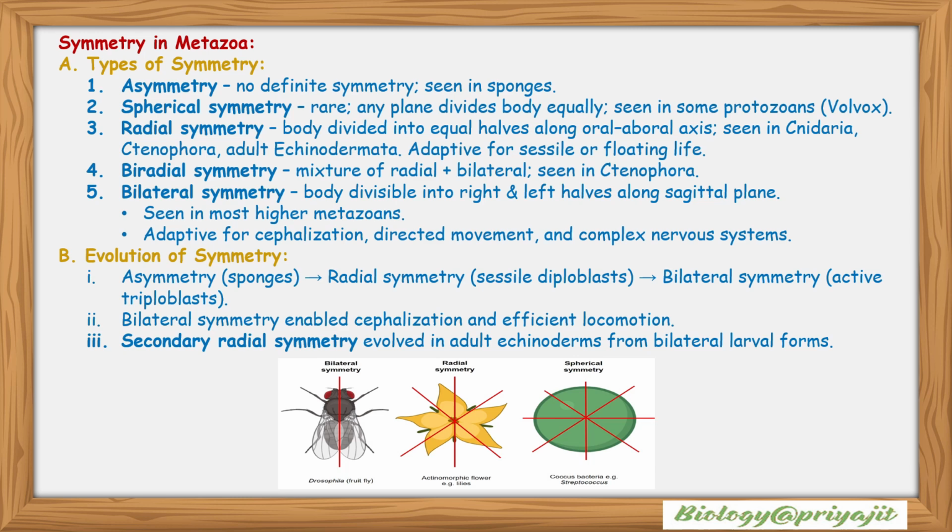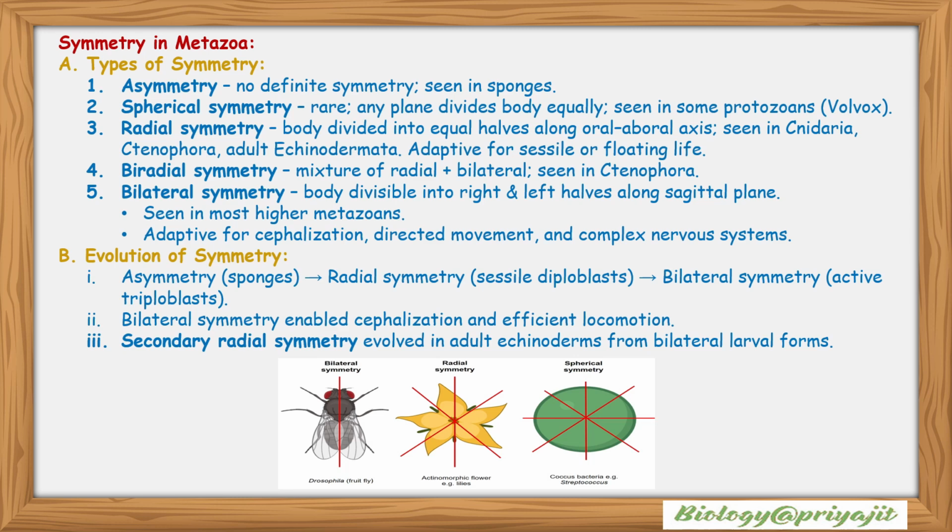Symmetry in metazoa. Types of symmetry. Asymmetry: there is no definite symmetry, which is seen in sponges. Spherical symmetry is rare; any plane divides the body equally, as seen in some protozoans like Volvox. Radial symmetry: the body can be divided into equal halves along the oral-aboral axis, seen in Cnidaria, Ctenophora, adult Echinodermata, and adaptive for sessile or floating life.